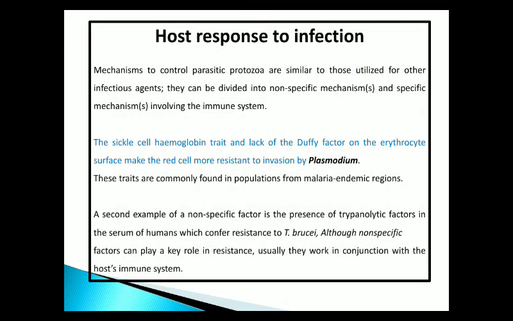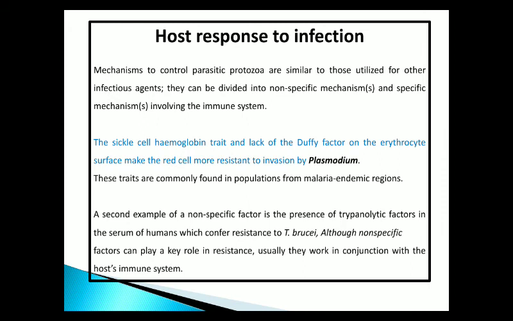So, the host response to infection. Mechanisms to control parasitic protozoa are similar to those utilized for other infectious agents. So they can be divided into non-specific mechanisms and specific mechanisms involving the immune system. That means parasitic infection can lead to two types of immune reaction or immune response. Obviously, the first one is non-specific and the second one is a specific mechanism.